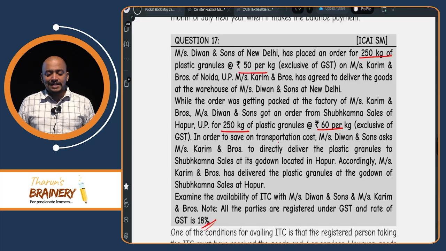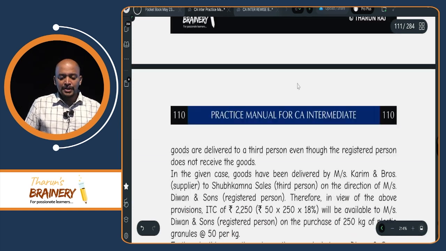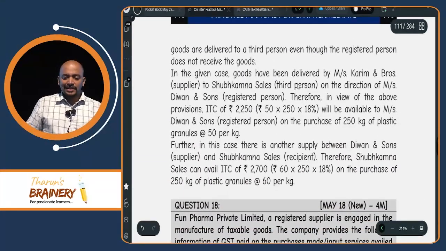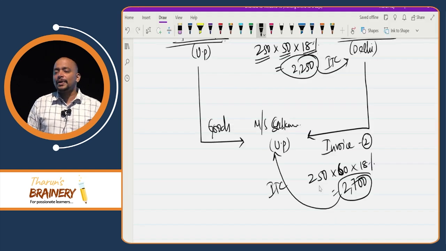So this is the ITC with respect to Diwan and Sons, Karim and Brothers, etc. In the given case, goods are delivered by Karim and Brothers to Shubkamna on the direction of Diwan and Sons. Therefore, under the provisions of ITC, 2,250 will be available as ITC to Diwan and Sons. Further, it is another supply between Diwan and Sons and Shubkamna Sales. Therefore, Shubkamna Sales can avail ITC of 2,700. Understood, pa?